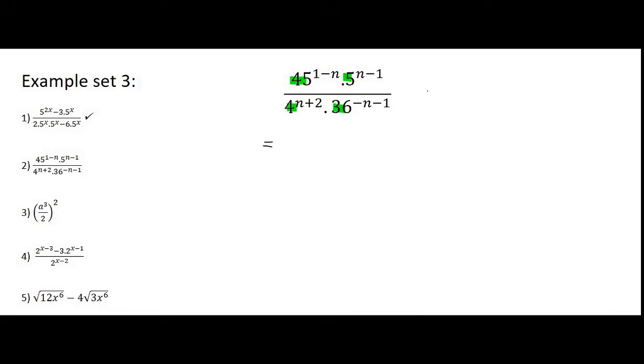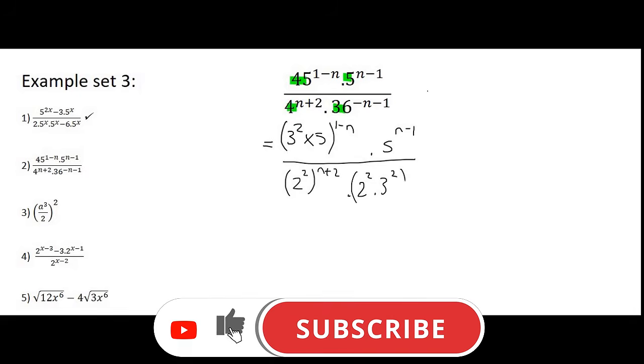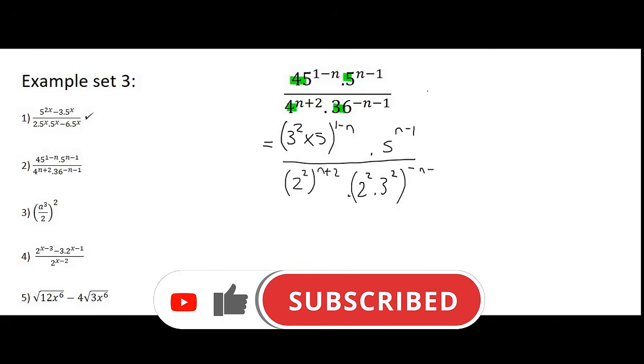So the number 45, we know that if you do it on the calculator, is going to be 3 squared times by 5, and then you put that in a bracket, and then you write the exponent that was there, which is 1 minus n. 5 already is broken down as far as it can be, so you just leave it like that. The number 4 is the same as 2 to the power of 2 in brackets, n plus 2. The number 36 is the same as 2 squared times by 3 squared in a bracket with the original exponents minus n minus 1.